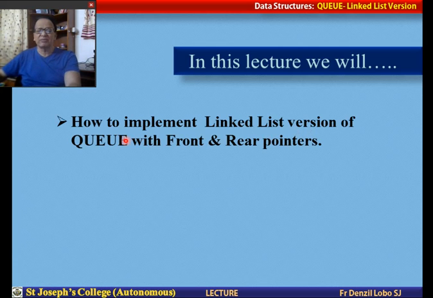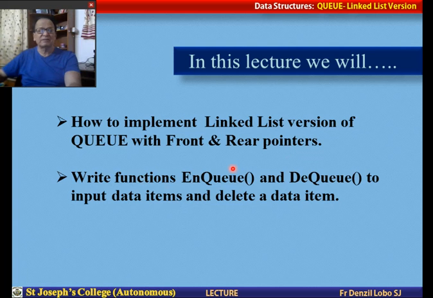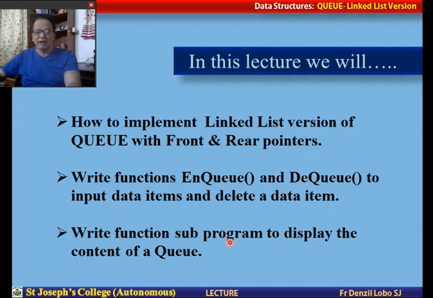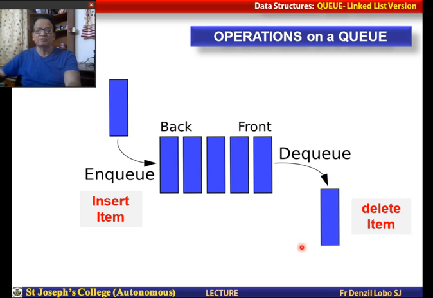So in this lecture, we will implement the linked list version of the queue with front and rear pointers. We have almost the same functions as you have written earlier, enqueue and dequeue, to input data and to delete a data item from the front of the linked list. Write function subprograms to display the content of a given queue. This you are familiar with. Again, enqueue is done at the rear and dequeue is done at the front.